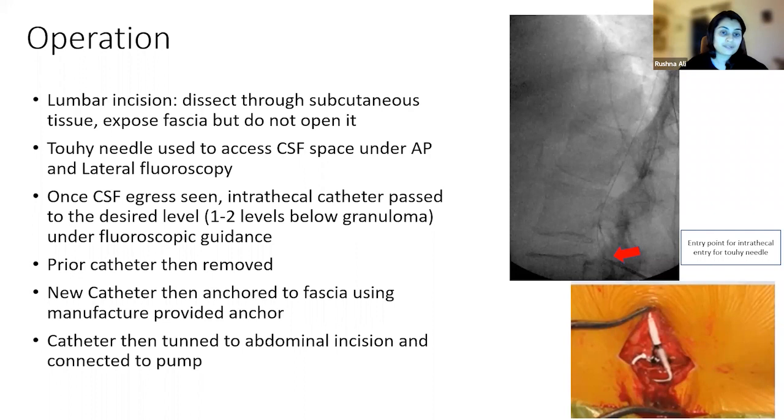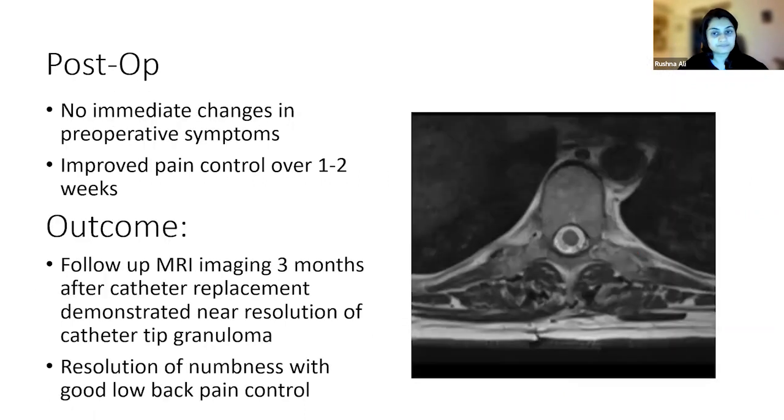The prior catheter is then removed. The new catheter is anchored to the fascia using manufacturer-provided anchor and stitched to the intact fascia so it doesn't retract. And this is an example of this anchor that is used to hold the catheter in place. The catheter is then tunneled to the abdominal incision and connected to the pump.